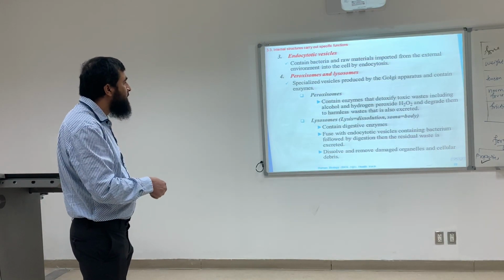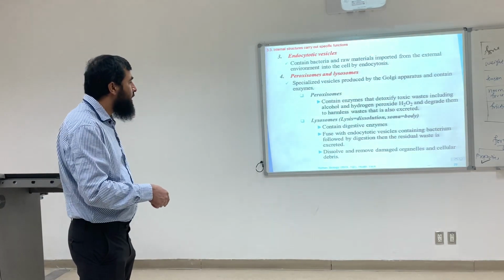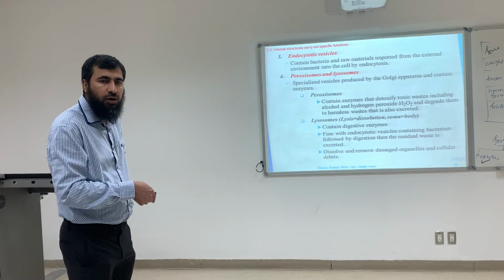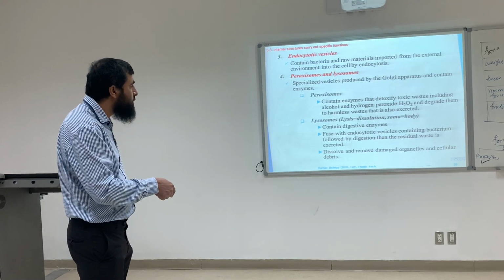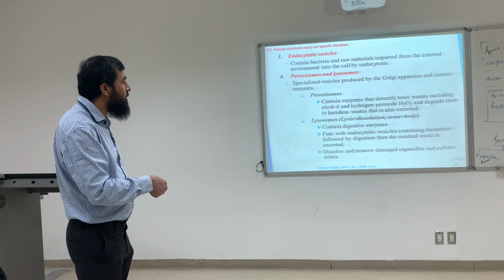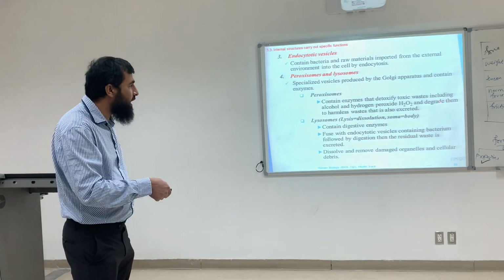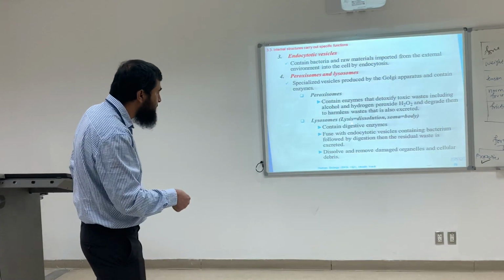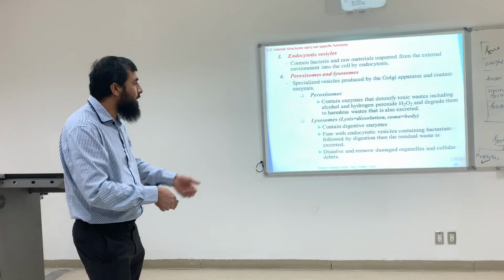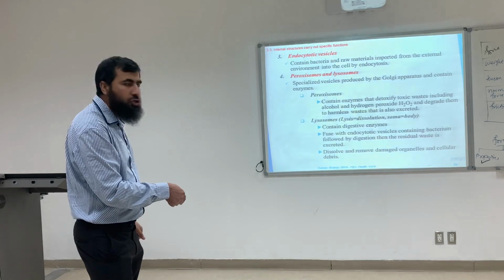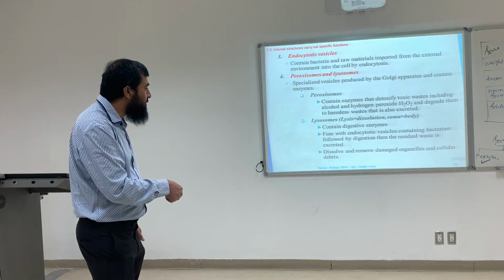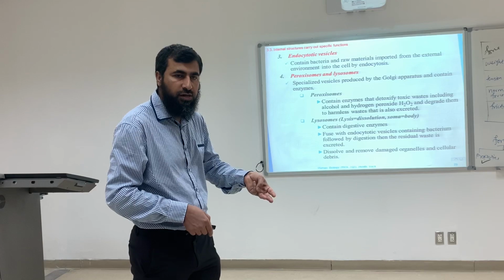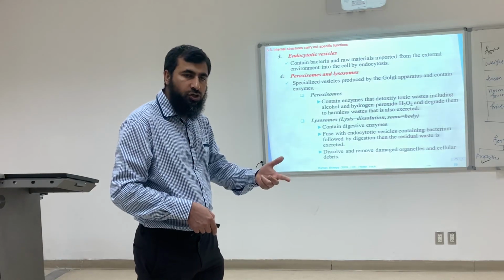Peroxisomes and lysosomes are involved in detoxification and containing digestive enzymes to break down cellular parts or bacteria or debris. So peroxisomes are very important in removing wastes like alcohol and hydrogen peroxide. So they break it down, and then once it's broken down, it's excreted out of the cell. The same thing happens in lysosomes, where they break down bacteria or residual waste, and then once it's broken down, it's secreted out of the cell. So remember, three types of vesicles are secreted: secretory vesicles, peroxisomes, and lysosomes.